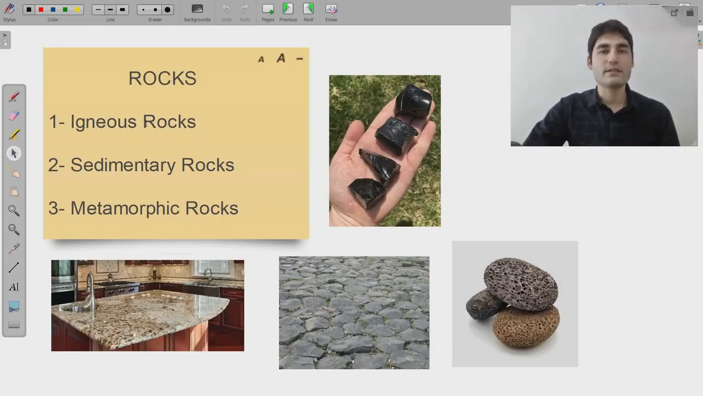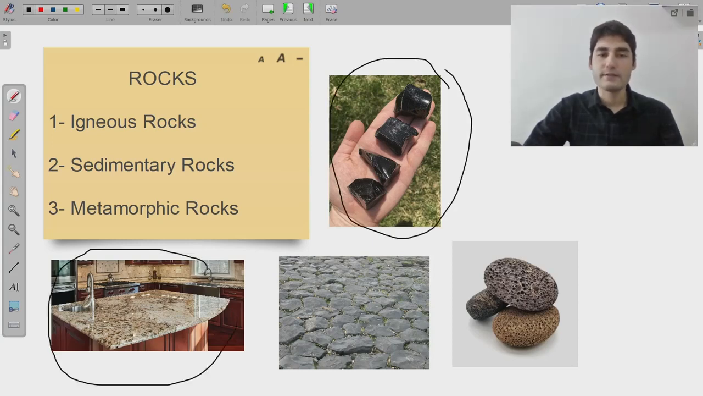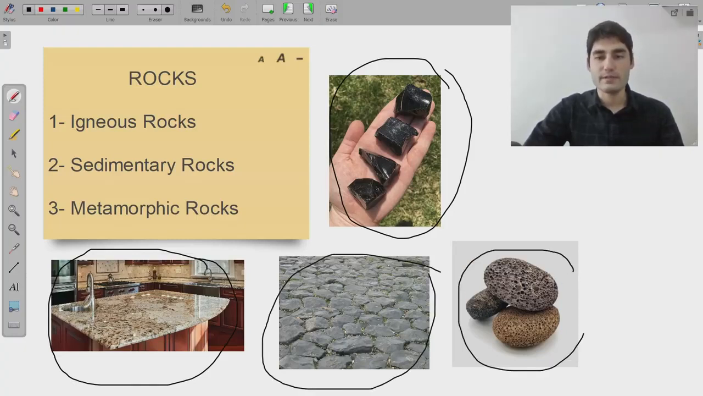Before we start, let's remember what we studied last time. We studied about rocks. Rocks had igneous rocks, sedimentary, and metamorphic rocks. This is an example of obsidian, granite, basalt, and pumice. Okay, let's start the lesson now.